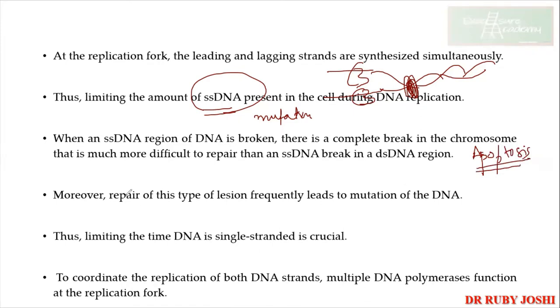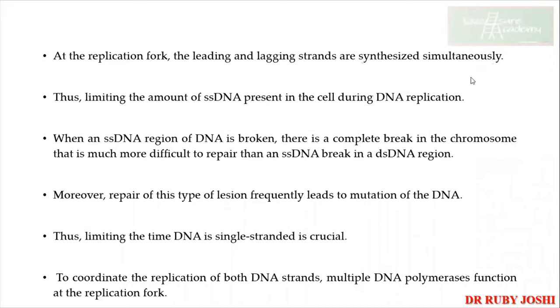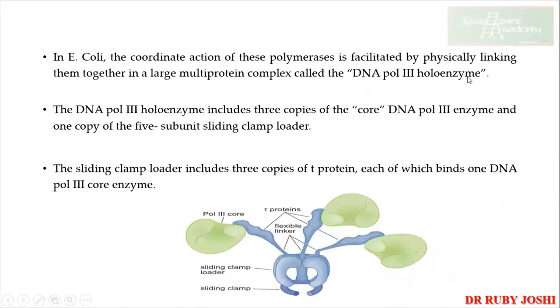Now, so moreover, repair of this type of feature frequently leads to mutation in the DNA, and that's why having the limiting time where the single-stranded DNA is present is crucial. So to coordinate the replication of both strands, multiple DNA polymerase function at the replication fork. Now we'll see that एक बार में कितने DNA polymerase हमें लगते हैं, ठीक है?